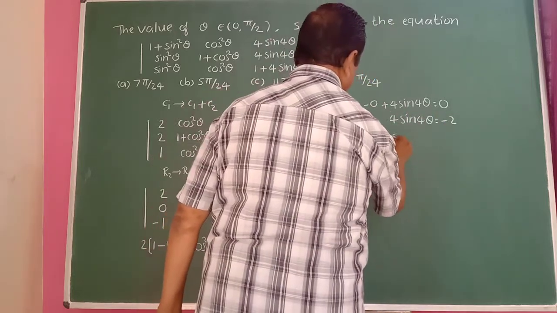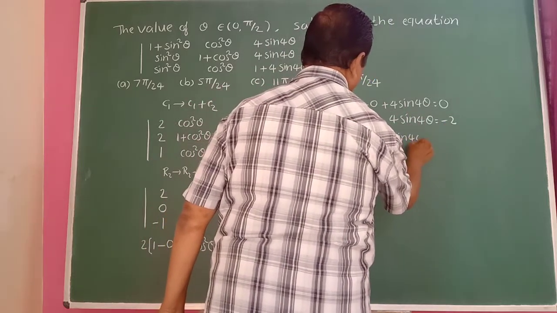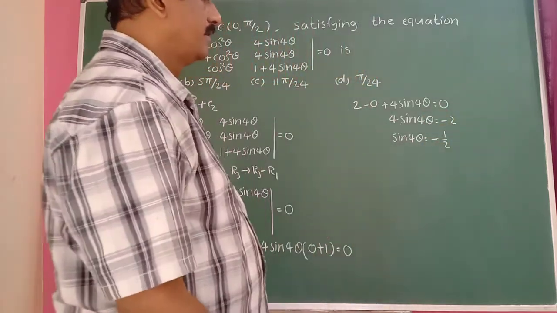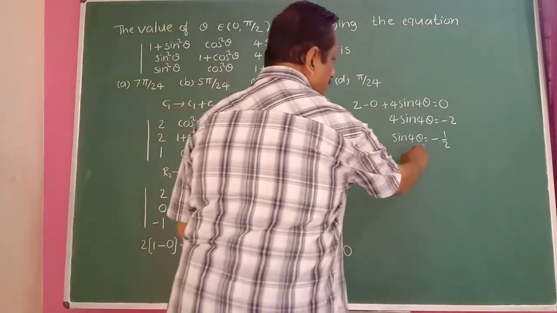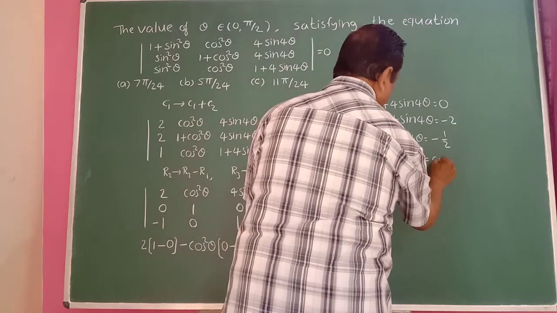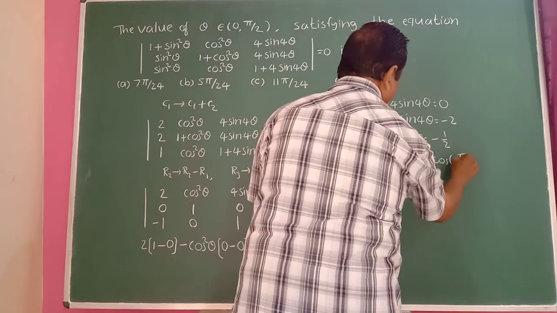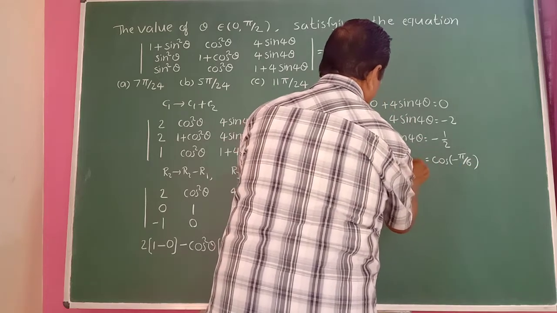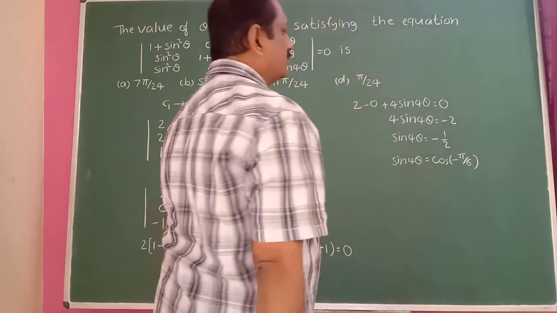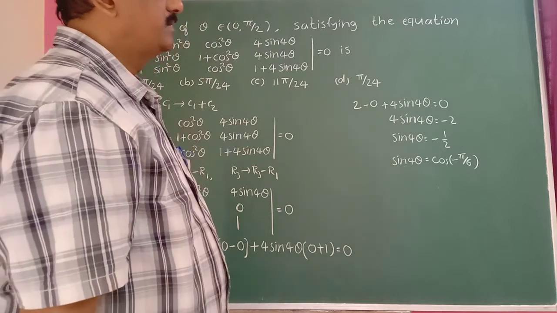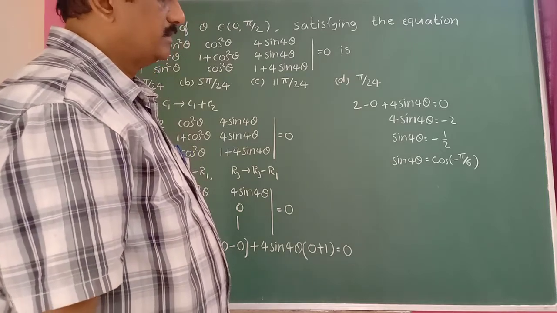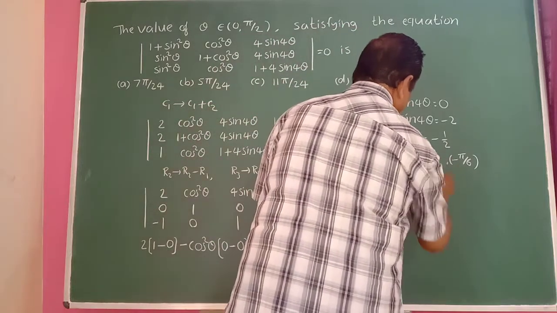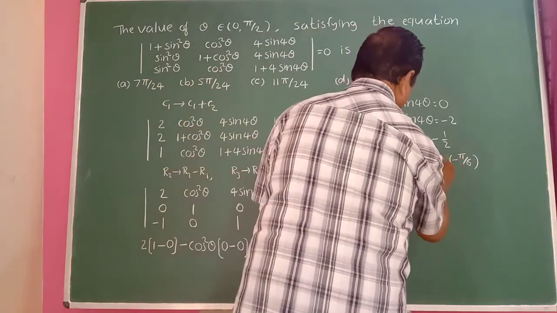Therefore sin 4 theta is equal to minus 1 upon 2. Therefore sin of 4 theta is minus 1 upon 2. Therefore you can write it as sin of minus pi by 6 here. So sin of 4 theta is equal to sin of minus pi by 6. It is sin only, not cos.